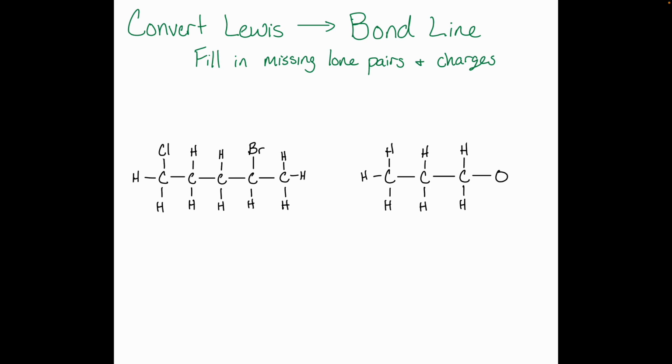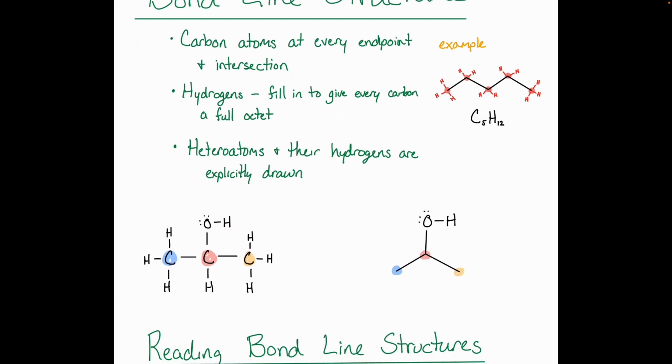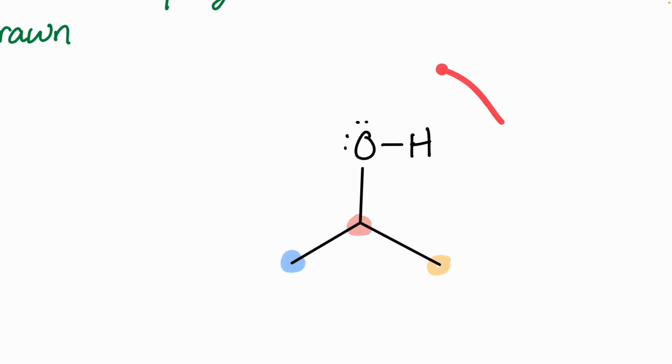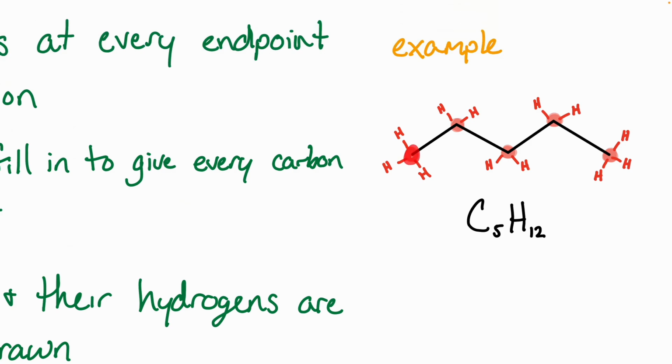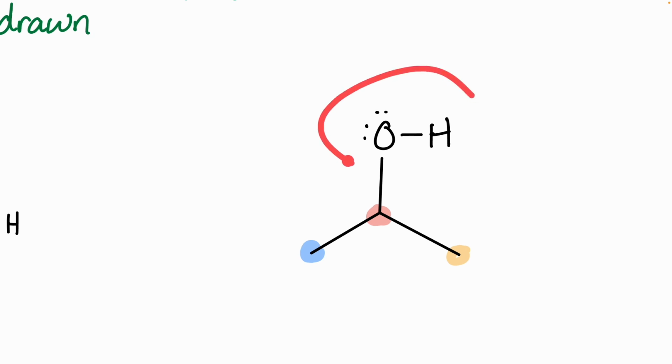Okay, and real quick, just before we dive in, let me remind everybody what I mean by my bond line structure. That is these little zigzaggy structures here. As we said, each one of these endpoints and intersections in your zigzag represents a carbon atom, and the hydrogen atoms are implied. If there are any heteroatoms, any atoms other than carbon and hydrogen, you have to explicitly draw those in with their chemical symbols in your structures. Okay? Cool.